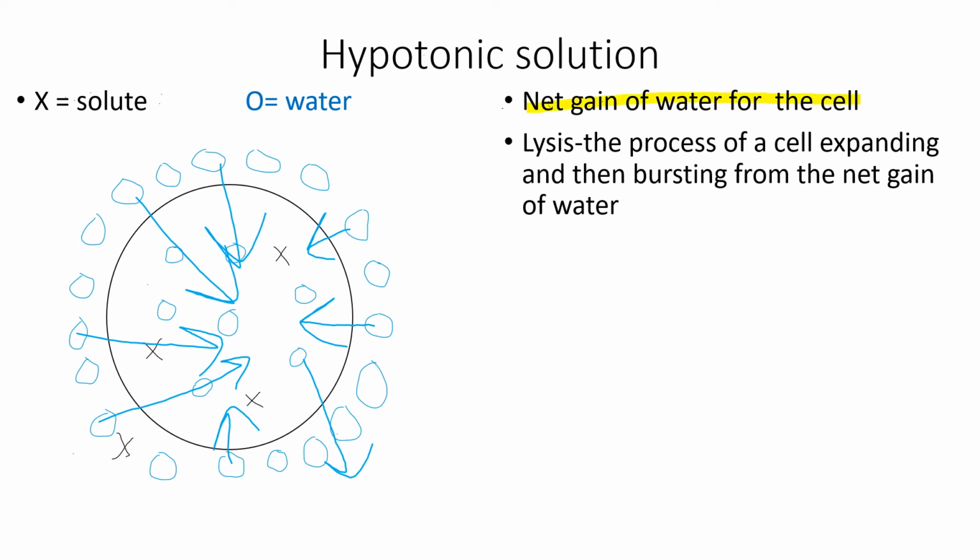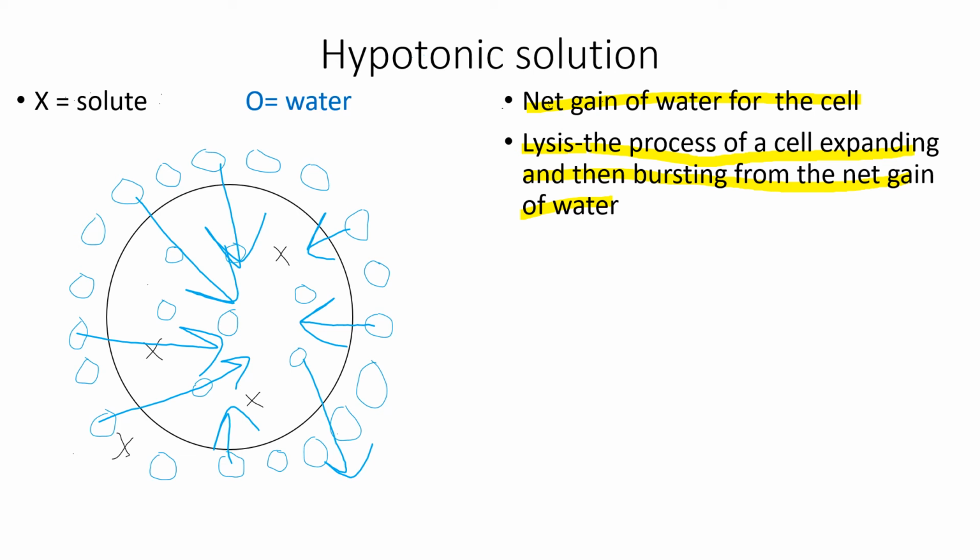So if we get a net gain of water in that cell, what might happen to that cell is lysis. What lysis is, is the process of the cell expanding and then bursting from that net gain of water. You can get so much water being taken up by the cell that the cell membrane can't withstand the pressure from within it anymore, and it can actually rupture and burst. Again, this works the same way as a water balloon. If you overfill a water balloon, it's going to burst when the pressure inside can't be contained anymore. The same thing can happen inside of a cell.